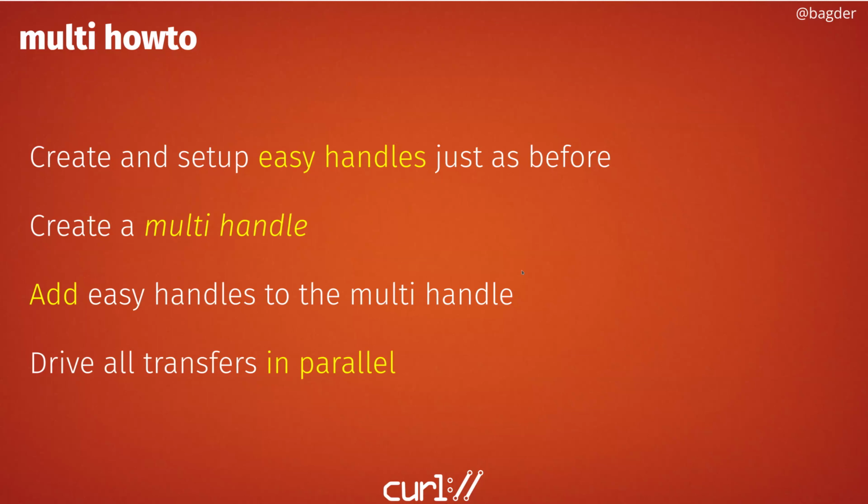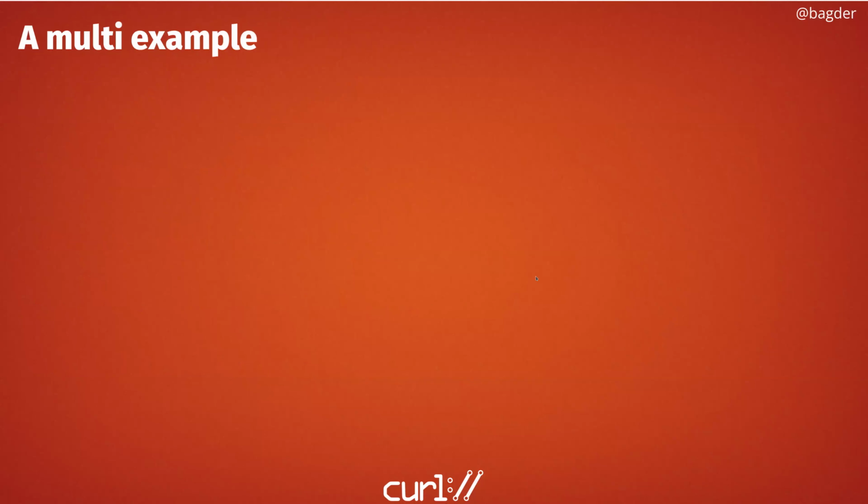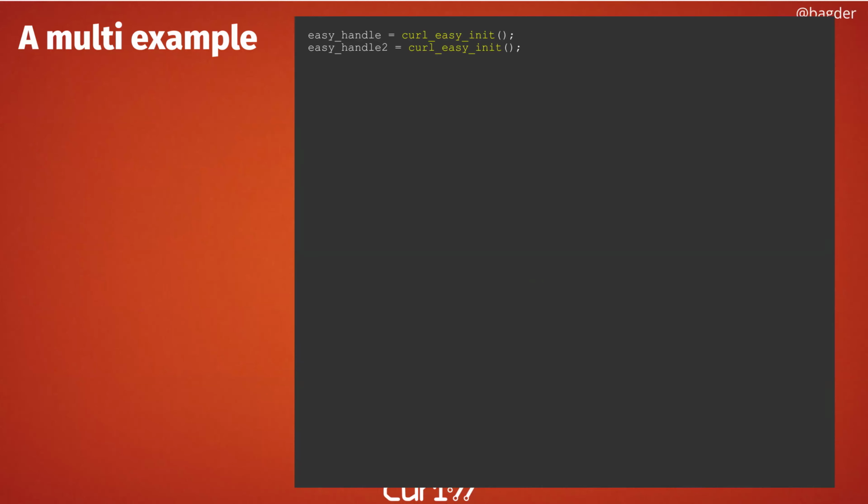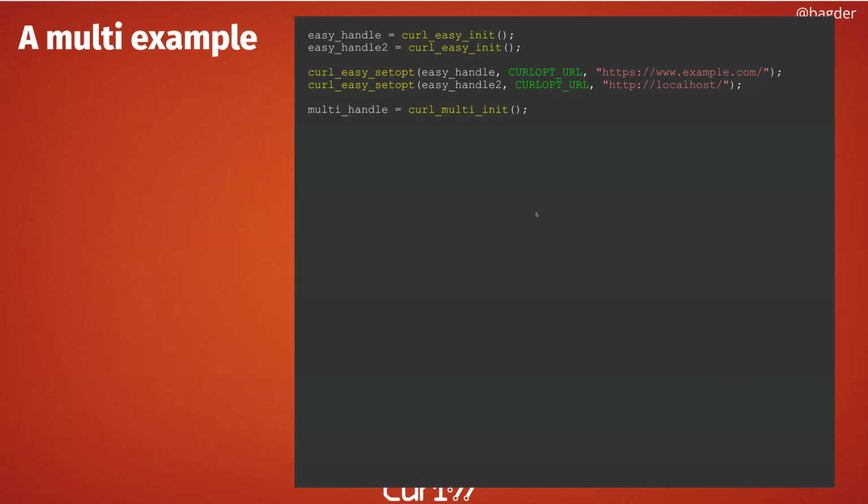And then you drive all the transfers in parallel with a single function call, and it'll then drive all the transfers at once, or sort of concurrently. So it works like this. In this example, we make two parallel transfers. We have an easy handle and an easy handle 2, both created with easy init, like I mentioned before. You set options. In this case, we do two different transfers, one HTTPS, one HTTP. We want to download them both at the same time. So we set options. I don't set any other options because I want to keep the example simple.